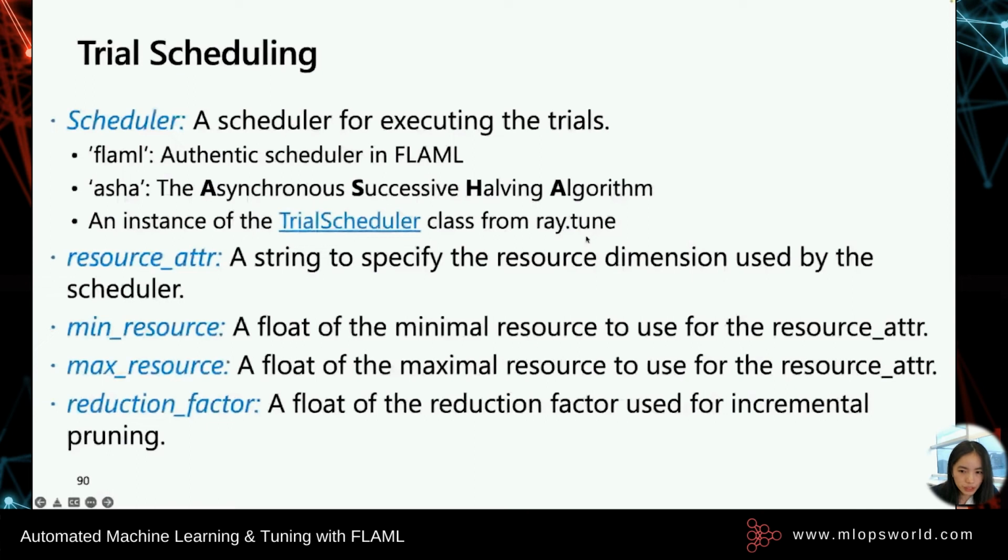When you use a scheduler, there must be a resource dimension. With a resource dimension, you can do multi-fidelity evaluation. For example, sample size can be considered as a resource dimension. When you use a smaller sample size, you are actually doing a lower fidelity evaluation. And when you use the full sample size to do the training, you are getting the highest fidelity evaluation. And the min resource, max resource, and the reduction factor are also needed to control how you change the resource.